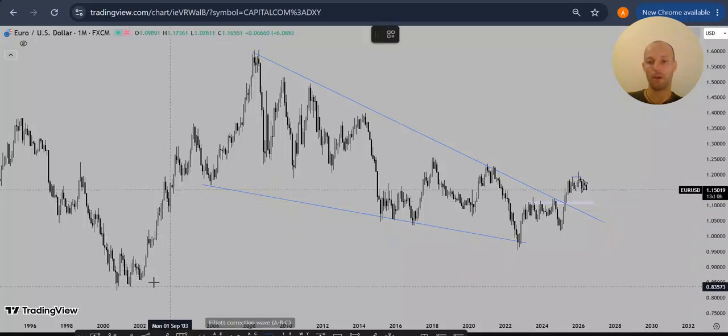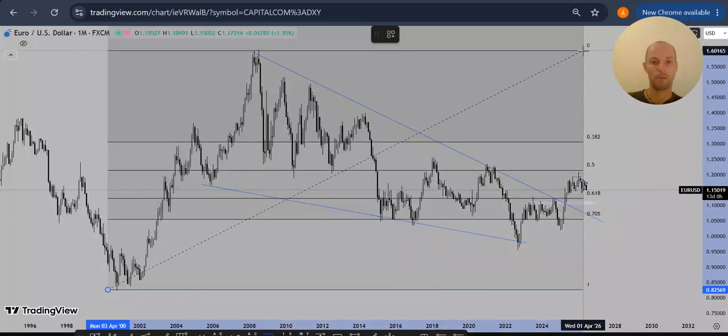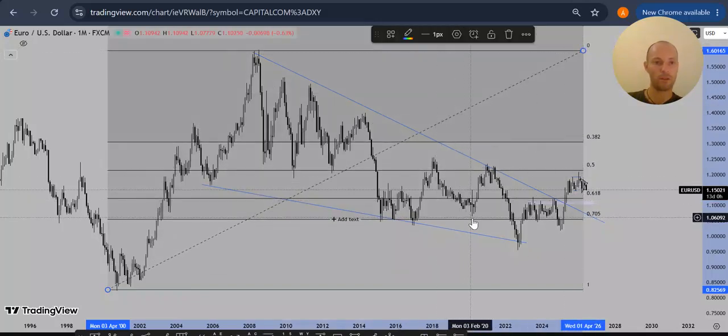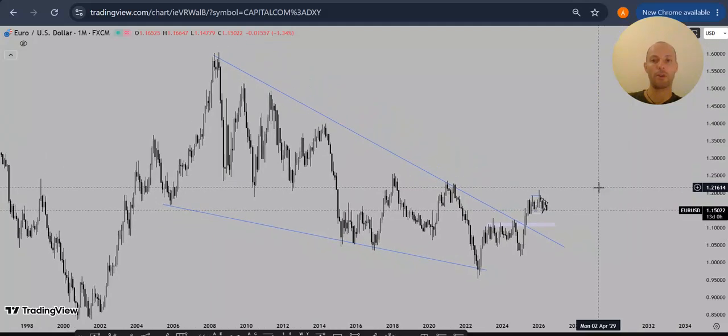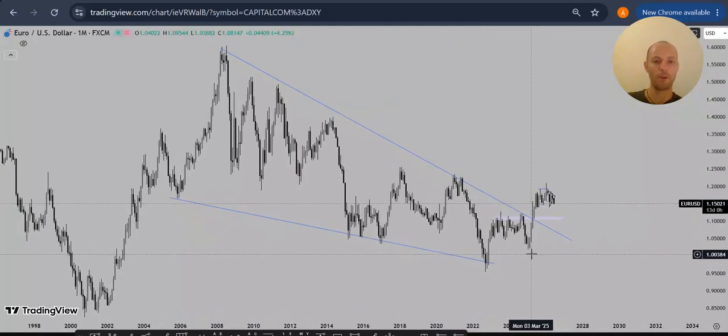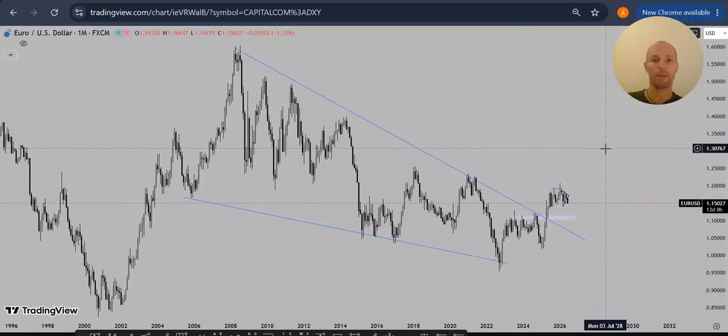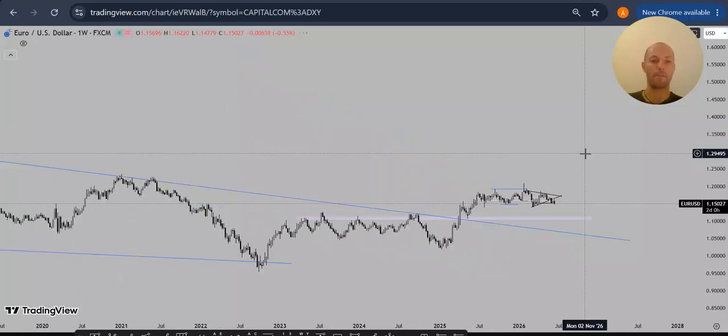Actually, we can measure that with the fib. So it reached the 70.5 level. Anyways, that's not really important. What we can see here is that price respected this trend line over here. We also have this other trend line on the downside, and price broke this trend line with strength. So we could project that Euro USD is going to keep going up in the upcoming years. Now we're going to go down to the weekly time frame.